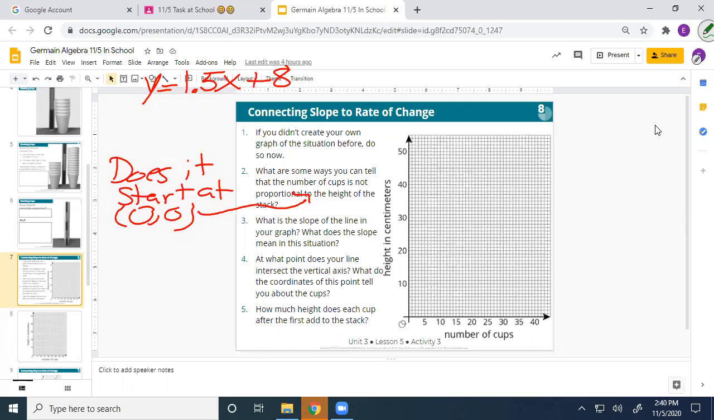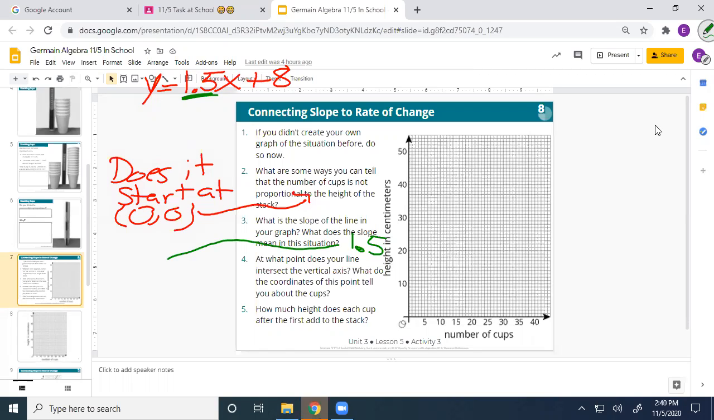Because x is the number of cups. Very good, because we're talking about how much we're adding for every x cup. So that number that's attached to our variable, our x, is going to be our rate of change, or our slope. We're going to talk about slope and writing equations tomorrow. Today we're just getting our feet wet with linear relationships. Okay? So our slope is going to be 1.5, and what does it mean in context?